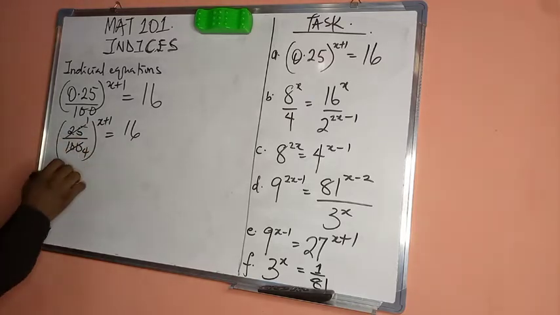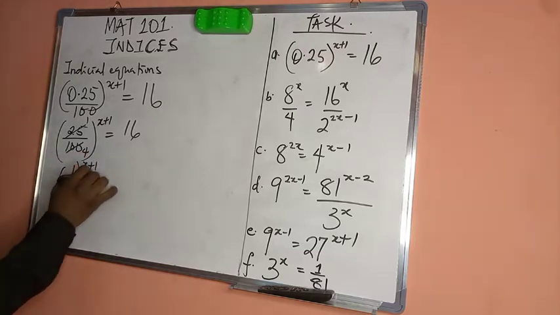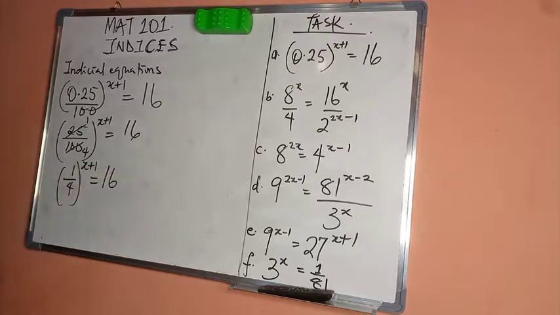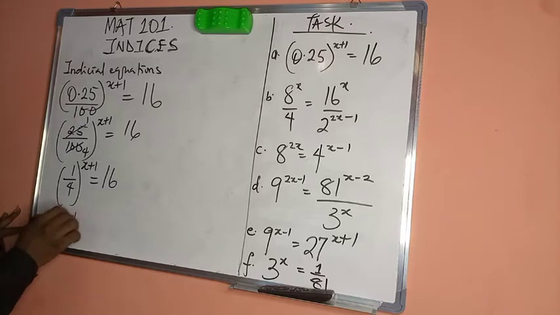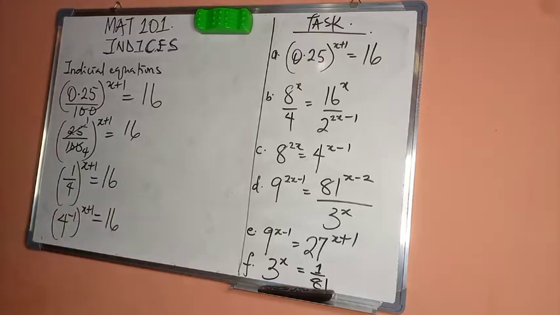so we have 1 over 4 to the power x plus 1, that's the index, equals 16. Now 1 over 4, we can leave it in negative index form, negative power form. This can be 4 raised to power minus 1, to the power x plus 1, equals 16.